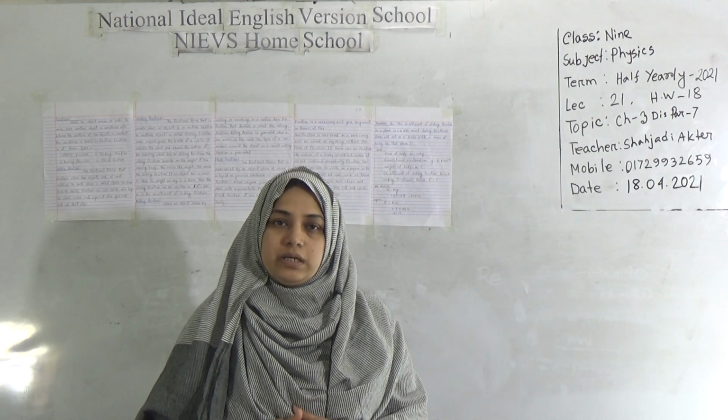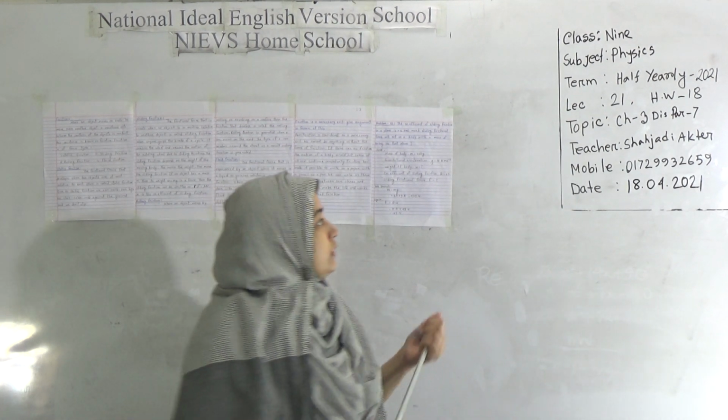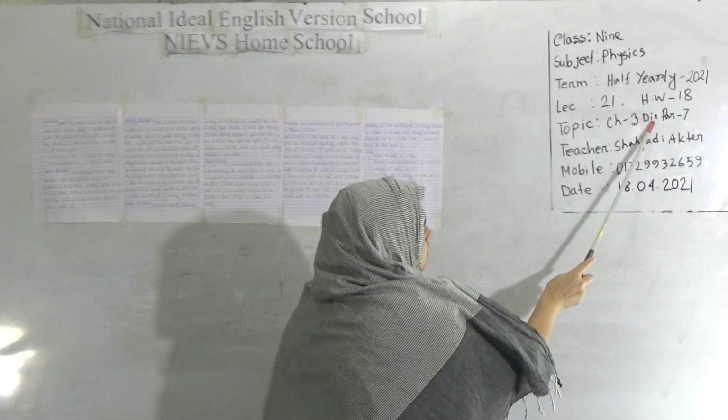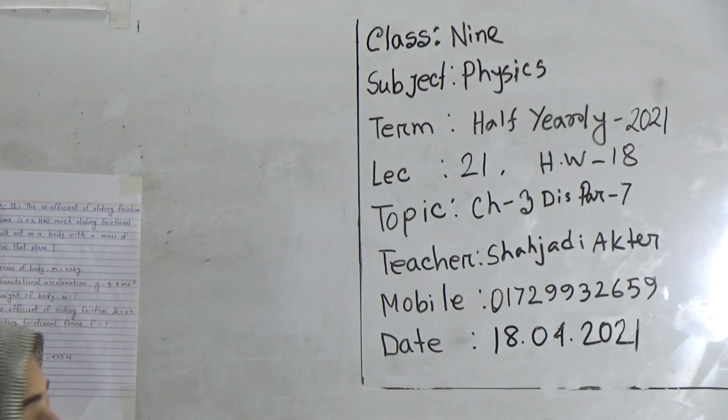Today I am going to take a physics class for class 9 students. Our today's topic is Chapter 3 discussion, Part 7. Our today's lecture number 21 and SW number 18. My dear students, let's start our class. This is chapter 3 and today we will discuss friction.